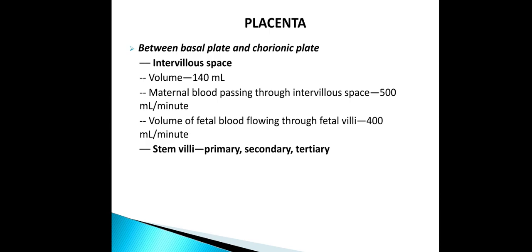So the intervillous space is nothing but the lacunar spaces after formation of villi, and this intervillous space, we have seen, is filled with maternal blood, and its volume is around 140 to 150 ml. The blood flow in the intervillous space is around 500 ml per minute, and the fetal blood is flowing through the fetal or chorionic villi, and blood flow is 400 ml per minute. So the chorionic villi contain the fetal blood, and the intervillous space contains the maternal blood.